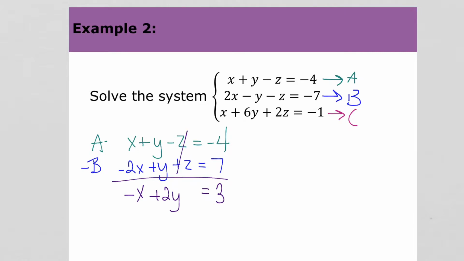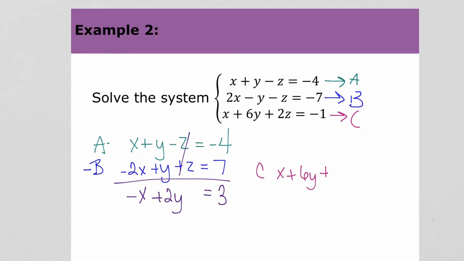So this time, if we look at C, that's x plus 6y plus 2z equals negative 1. To cancel out the z, we could multiply everything in A by 2. That would give us a negative 2z there. So we're going to do 2A: 2x plus 2y minus 2z equals negative 8.